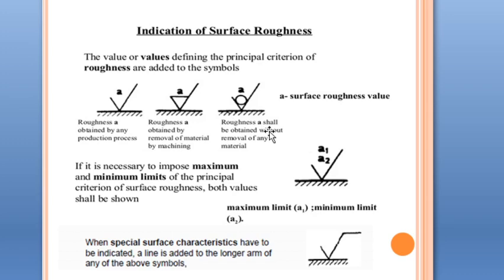Here the metal removal is not done, but the surface is obtained like a pressing operation, so the circle symbol is included. Here the triangle is closed for machining. Here the triangle is not closed, it is fabrication or any other process. A indicates the Ra value. Suppose we are using two values, A1 and A2: A1 indicates the maximum Ra, A2 indicates the minimum Ra value.